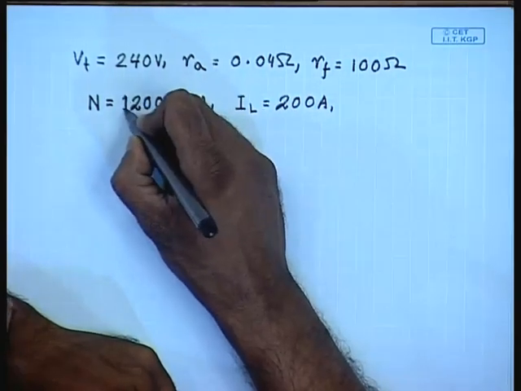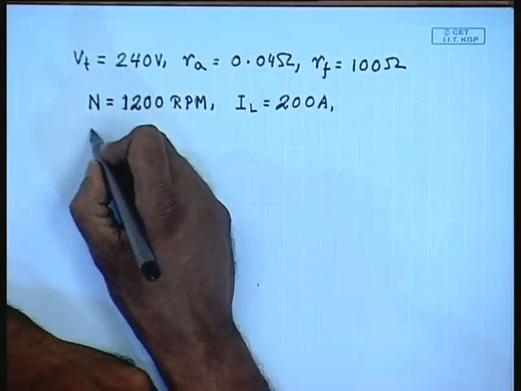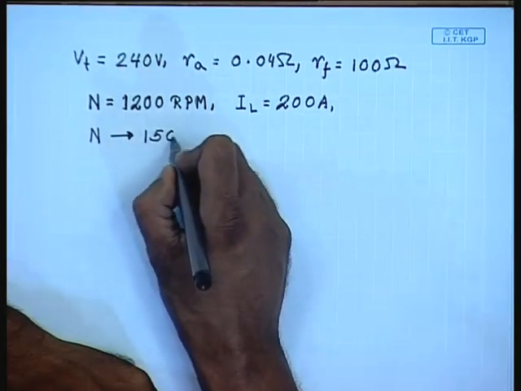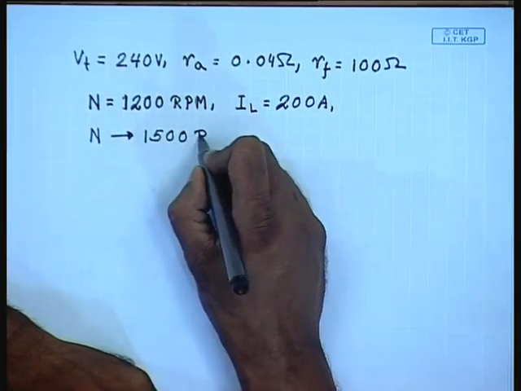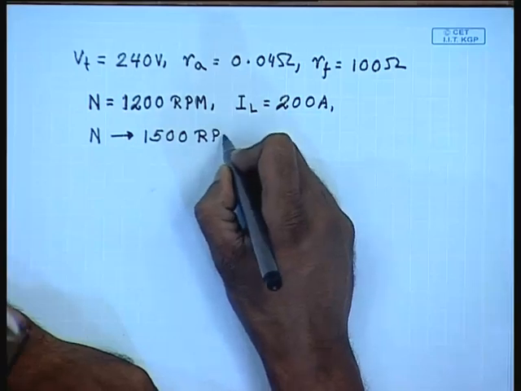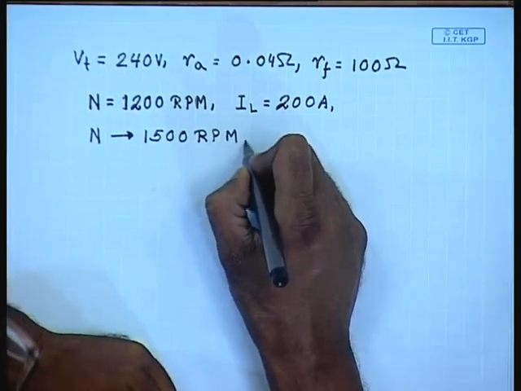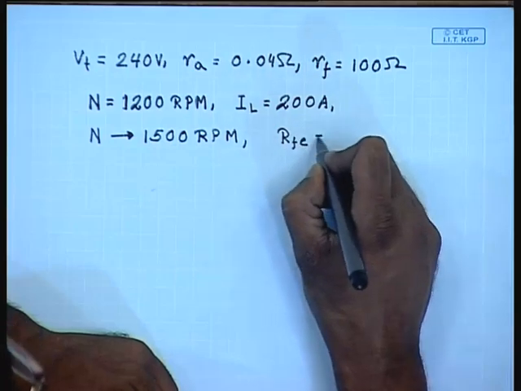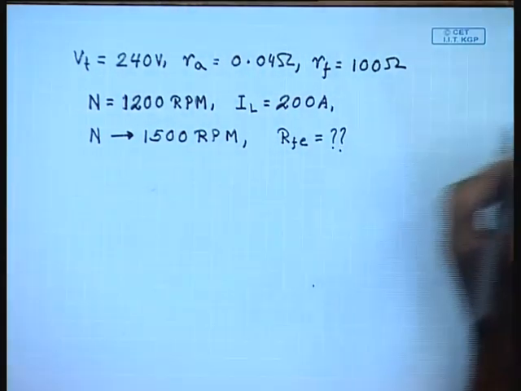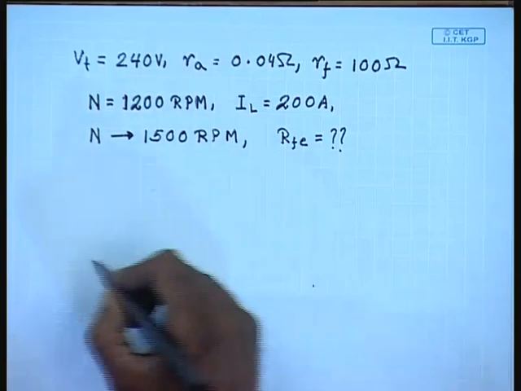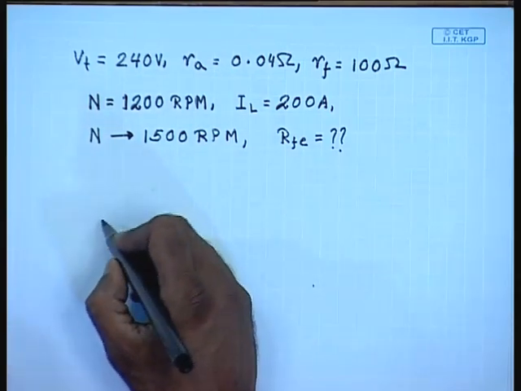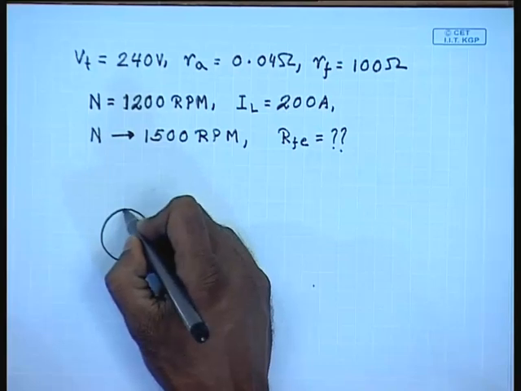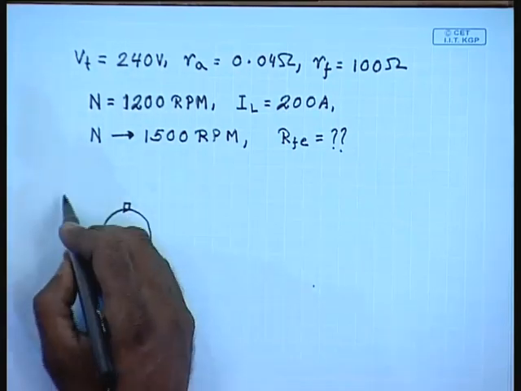Suppose we want to increase the speed to 1500 rpm. How much additional resistance Rfe is needed for this? Let us try to solve this problem. So, this is the arrangement, DC shunt motor.